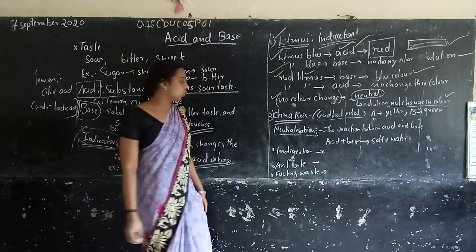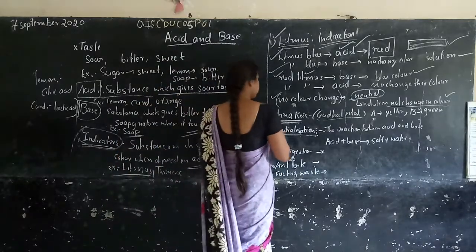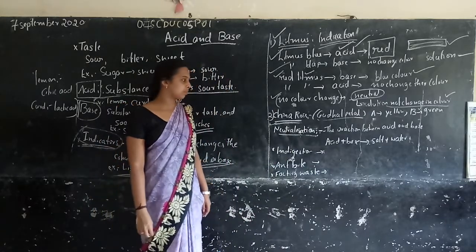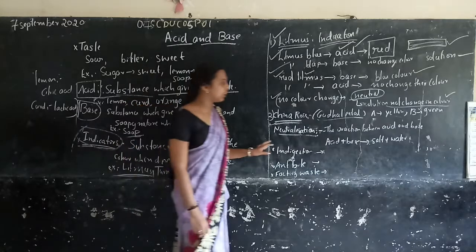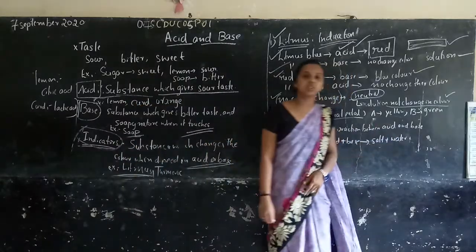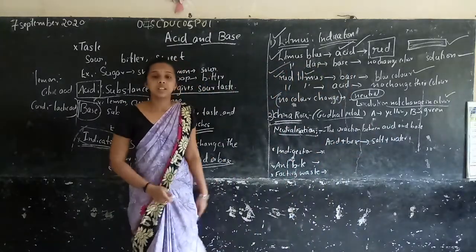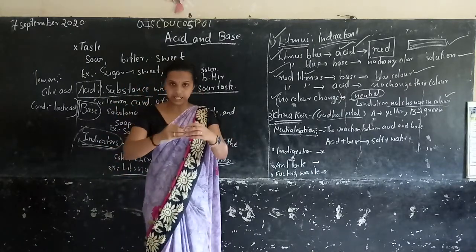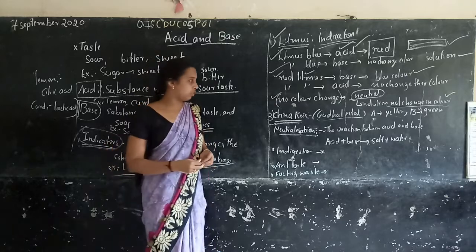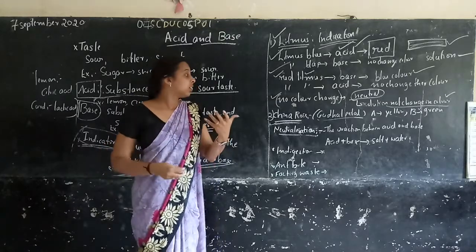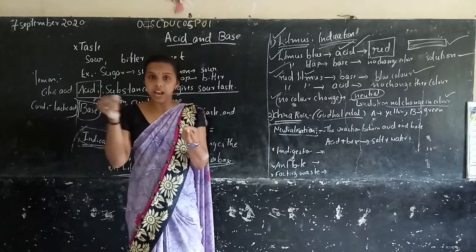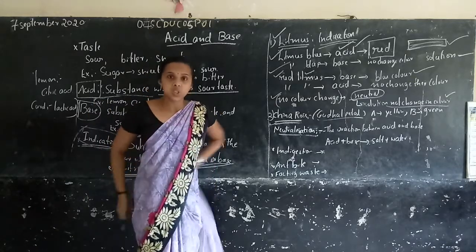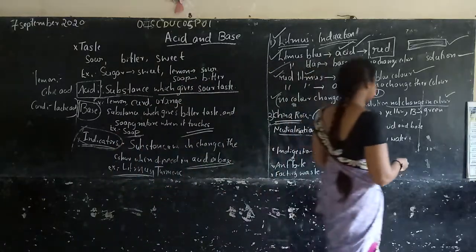Next, what is neutralization? Have you heard about neutralization? The reaction between acid and base is called neutralization. Listen carefully, children. When acid is reacted with base, such a reaction is a neutralization reaction. So we will study how neutralization takes place.